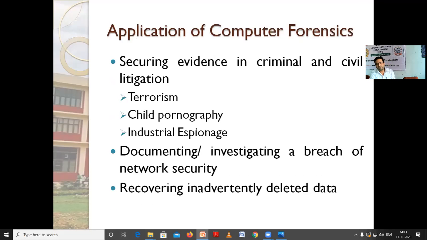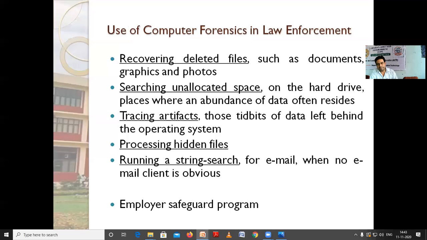So application of computer forensics is mostly used for concerns related to securing evidence in criminal and civil litigations, including terrorism, child pornography, industrial espionage, and documenting investigation of a breach of network security, and recovering inadvertently deleted data. So we use computer forensics in law enforcement to recover deleted files. For example, whenever we need to find some specific evidence related to a crime.